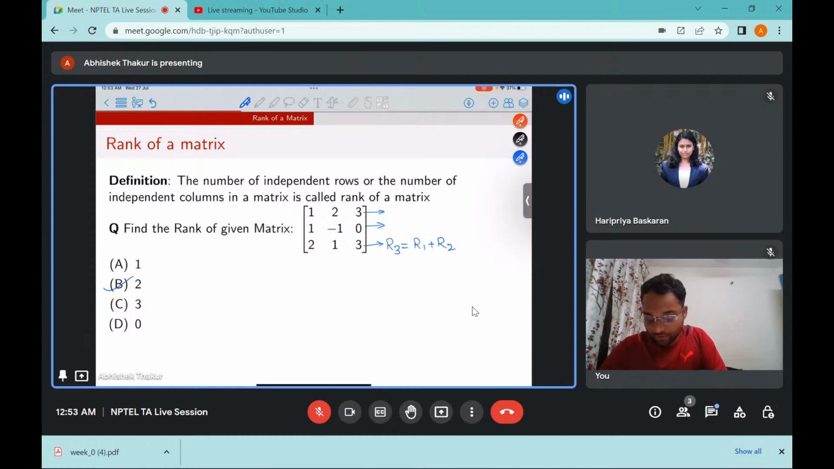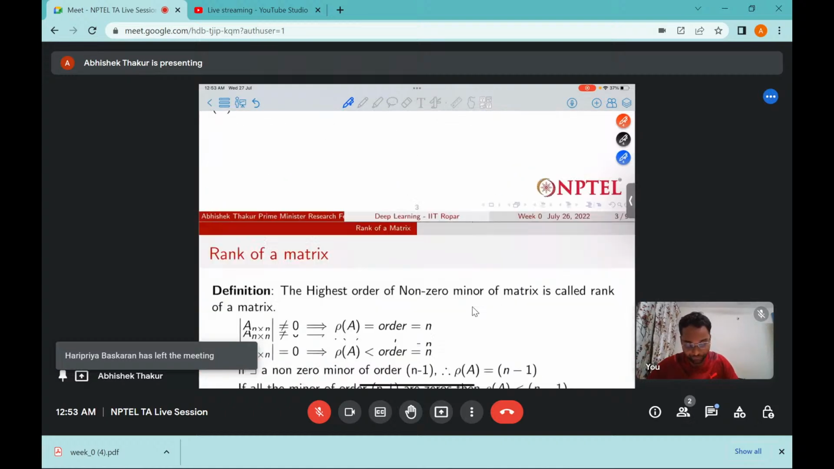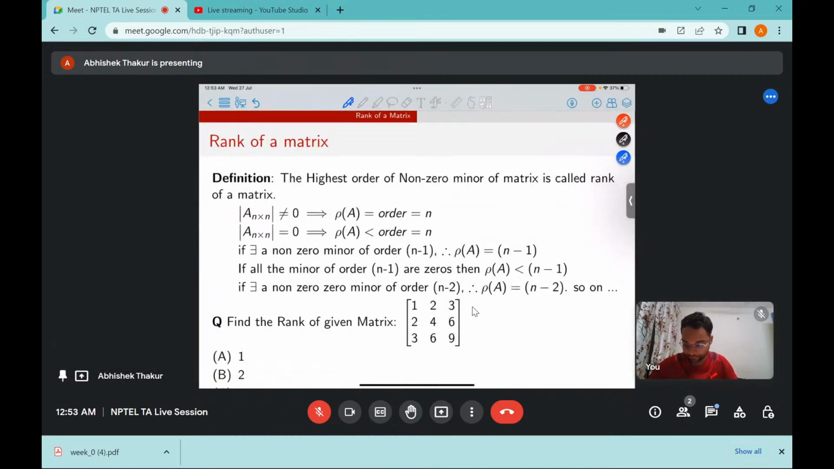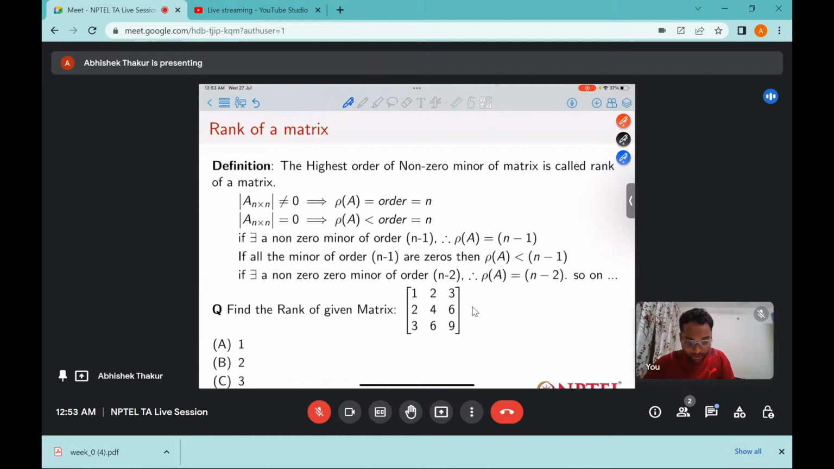So there are different ways to find the rank of the matrix. We will see how to find the rank of the matrix in another way also. Coming to the next way, we will see the definition first. We can also find the rank of a matrix by calculating the highest order of non-zero minor of a matrix. Let's suppose a matrix is given that is n cross n. n is the order of the matrix. For a 3 cross 3 matrix, the order n is 3.